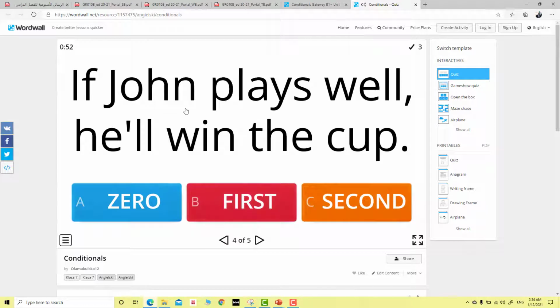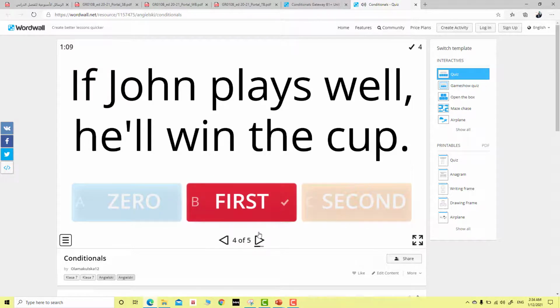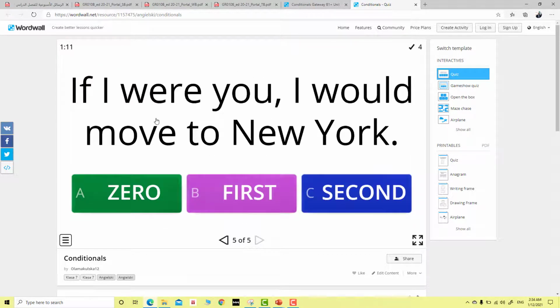If John plays well, he will win the cup. This is the short form of will, as you can see here where I am pointing. So this is the first conditional. If I were you, this is very easy. It's second conditional.